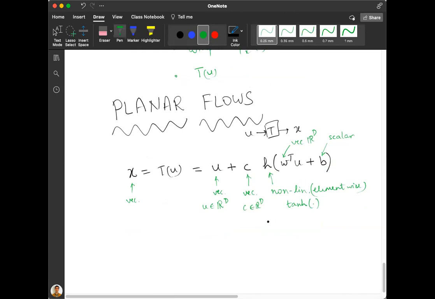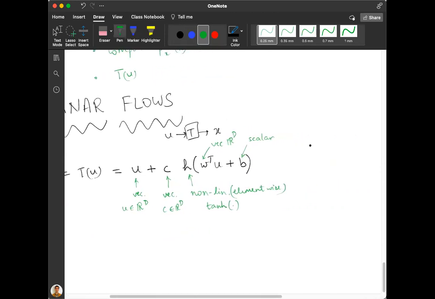So what are the learnable parameters here? W and B, and would C also be learnable? C, W and B. W is d-dimensional, C is d-dimensional, and B is one, so basically 2d plus 1 learnable parameters here.